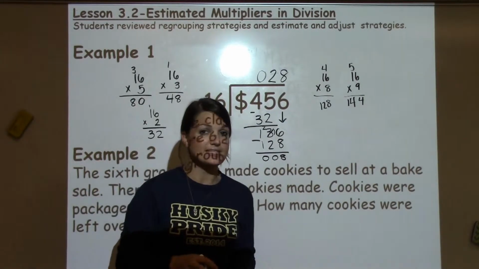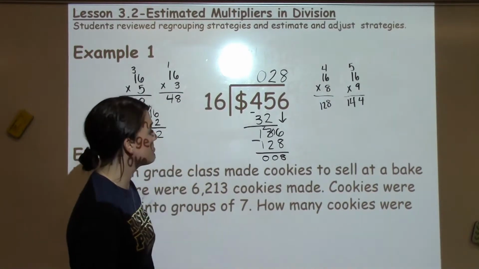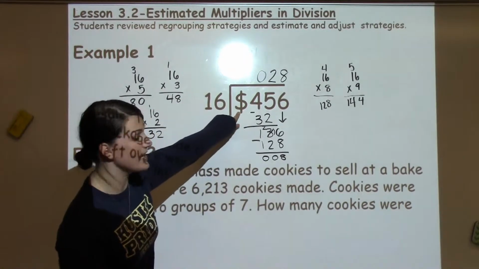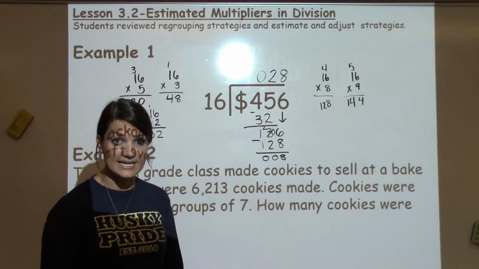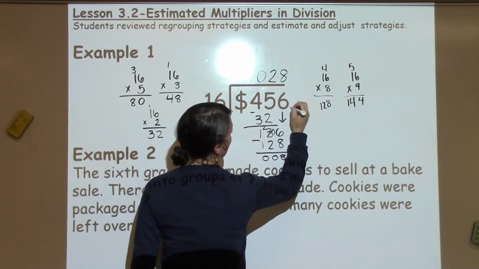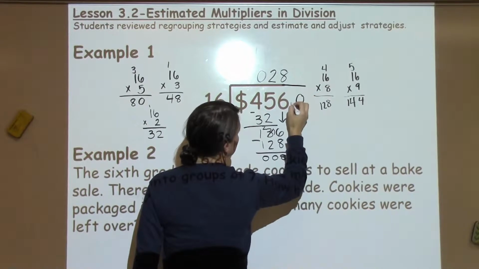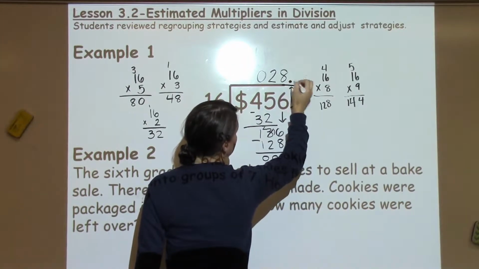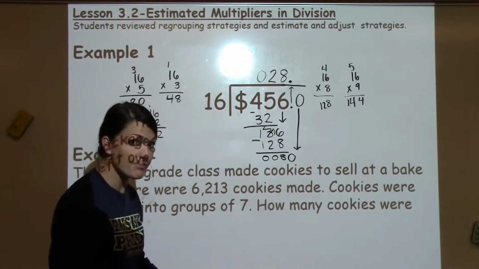So students have learned lots of different ways to write remainders since working with division in 5th grade. But because I'm working with money, I have to show my remainder as cents, as money. So what I do is I add a decimal point and a 0. I extend my line, bring my decimal point straight up, my 0 straight down, and I keep going.